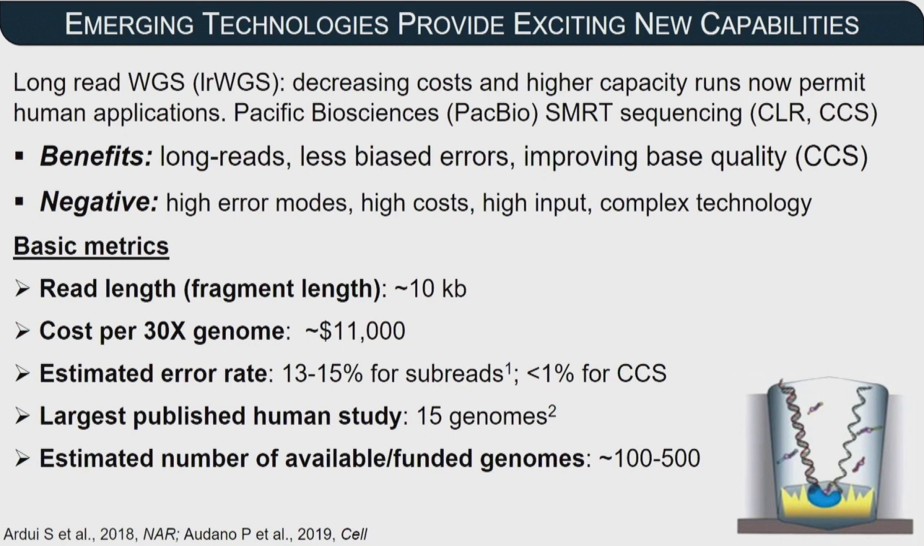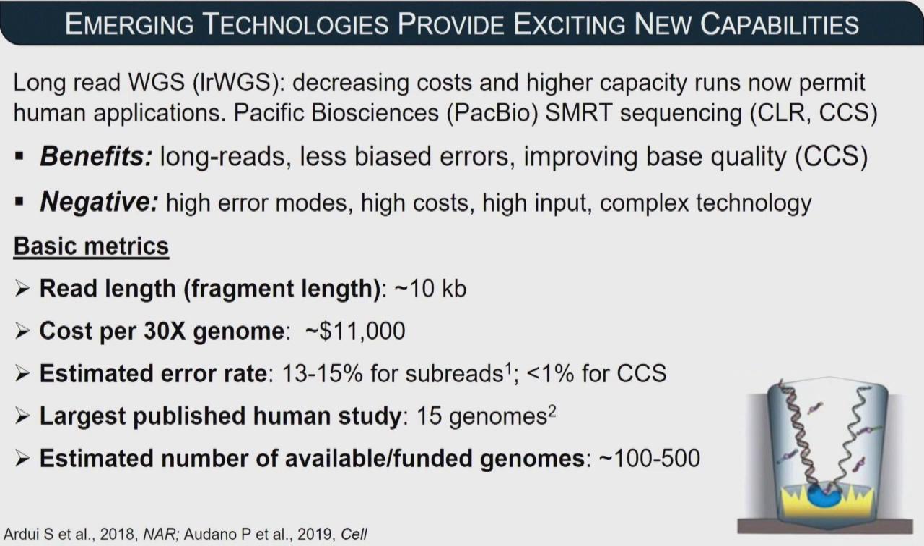The costs have been astronomical up until very recently. They require high input, and it's a complex technology, so it's not like what I described with Illumina, where every lab will produce the exact same results. Some basic metrics, the fragment lengths and reads are maybe 5 to 15 kb, sitting right around 10 kb, and for CCS, this is pretty tight, around 10 or 11 kb.